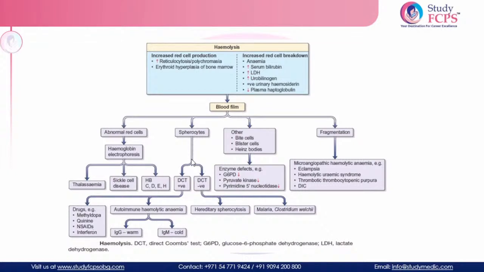So if spherocytes are positive and the direct Coombs test is negative, it can be due to hereditary spherocytosis, malaria, or Clostridium infections. This is the second type, where spherocytes are positive on peripheral blood film. If on peripheral blood film there are other types of abnormal cells like blister cells or Heinz bodies, we consider the different enzyme deficiencies in the patient. And if there are fragments of the cells in the peripheral blood film, we consider microangiopathic hemolytic anemia like eclampsia, HUS, TTP, or DIC. All these are different kinds of microangiopathic hemolytic anemia.